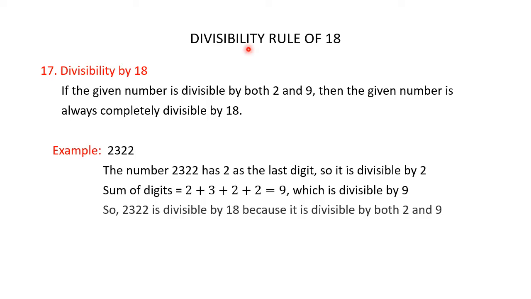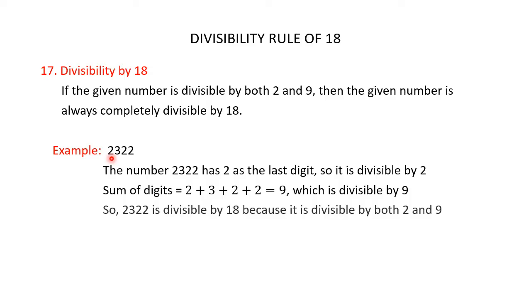Divisibility rule of 18. If the given number is divisible by both 2 and 9, then the given number is always completely divisible by 18. So to check whether a given number is divisible by 18, you have to find out whether that number is divisible by both 2 and 9. Only if the given number is divisible by both 2 and 9, then it is also divisible by 18. Let's understand this with an example.